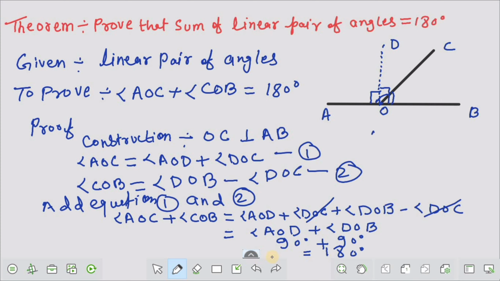So watch it here, angle AOC plus angle COB is equal to 180 degrees. Hence proved.